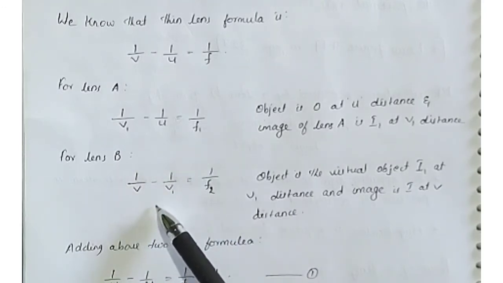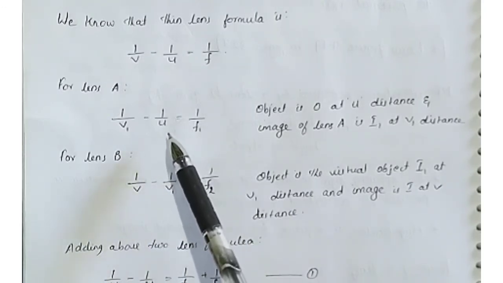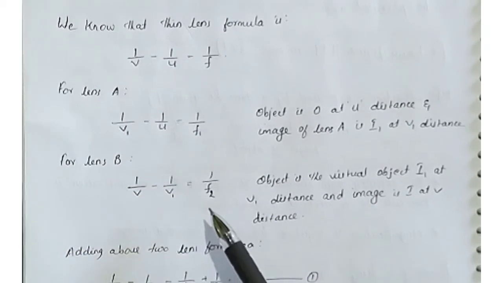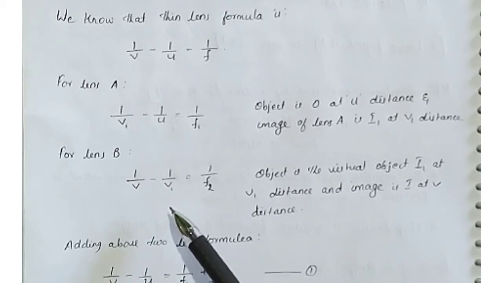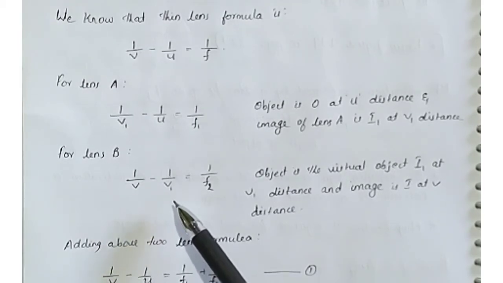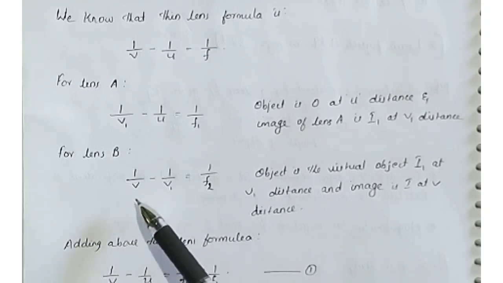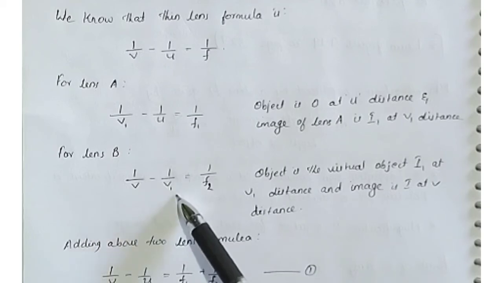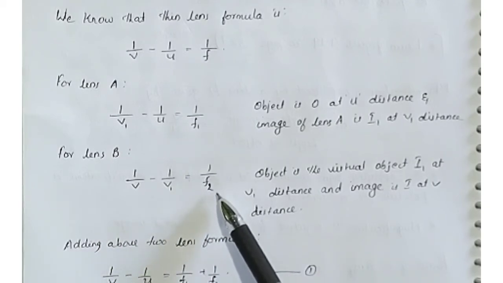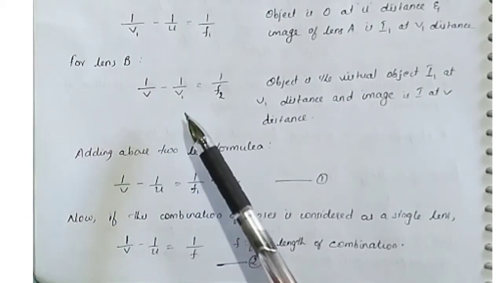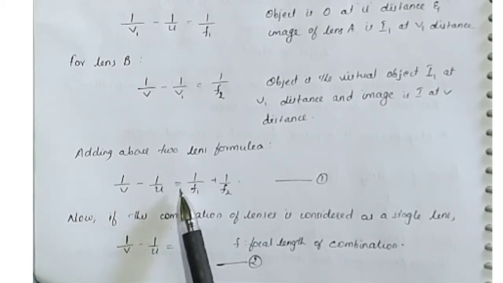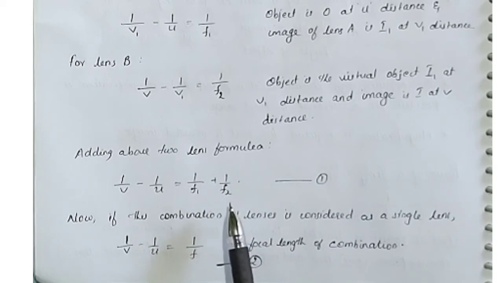Now for the second lens, the object distance is the image distance of the first lens, that is, as we told, the image formed by the first lens acts as a virtual object. Therefore the object distance for the second lens is v1 itself. Thus the thin lens formula obtained here is 1 by v minus 1 by v1 is equal to 1 by f2. Now on adding these two expressions, we obtain a final expression as 1 by v minus 1 by u is equal to 1 by f1 plus 1 by f2.